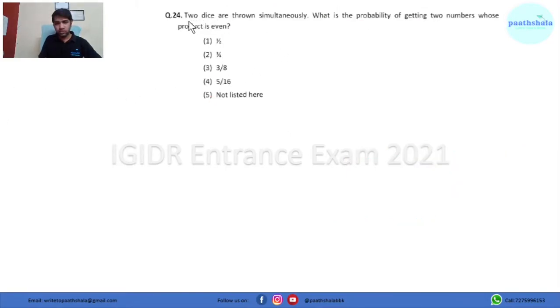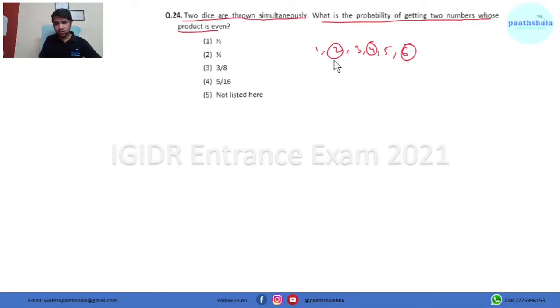In this question, it is asking: two dice are thrown simultaneously, and what is the probability of getting two numbers whose product is even? So first, let's understand: when you throw a die, you get numbers like 1, 2, 3, 4, 5, 6, out of which the even numbers are 2, 4, and 6.